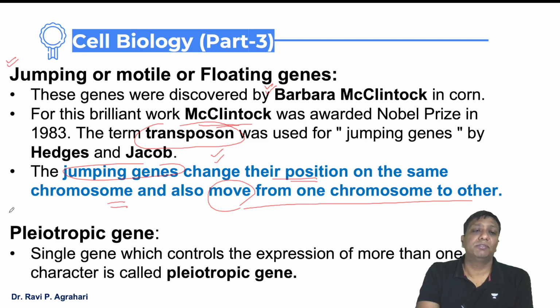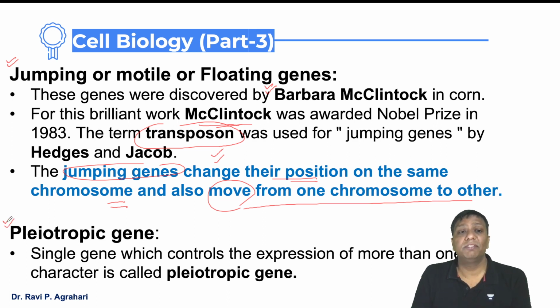What is a pleiotropic gene? Now the question is, what is a pleiotropic gene? Pleiotropic genes are those, guys, where a single gene is responsible for controlling the expression of more than one character. Pleo means many. Again, I repeat, if a single gene is responsible for the control and expression of many characters, then it is called a pleiotropic gene.